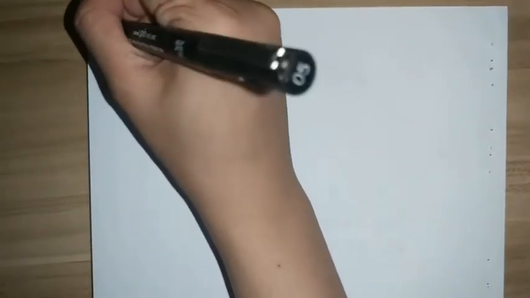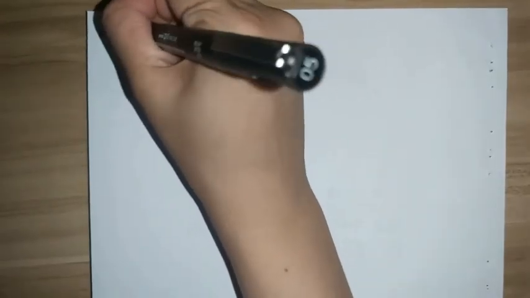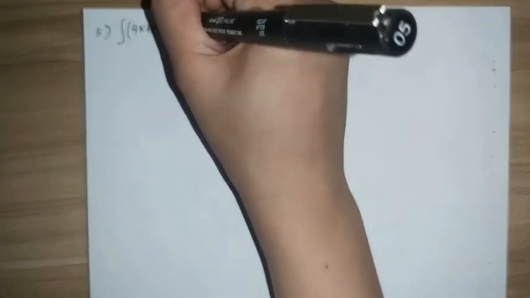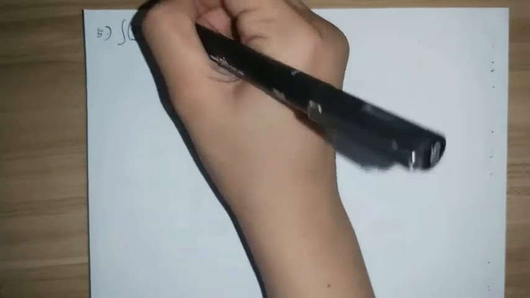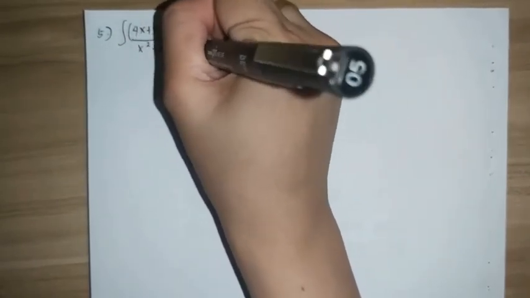I prepared 6 examples for this discussion. I still have 2 more. So we have number 5. I need to write the given. We have here 4x plus 5. Integration of 4x plus 5 dx all over x squared plus 4x plus 20.